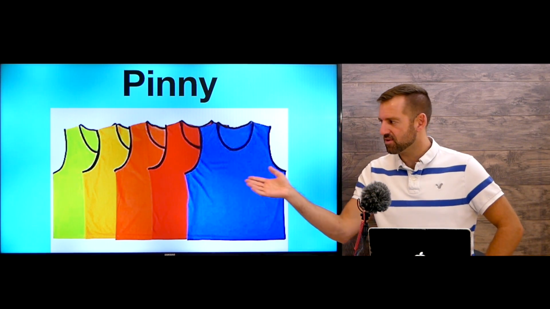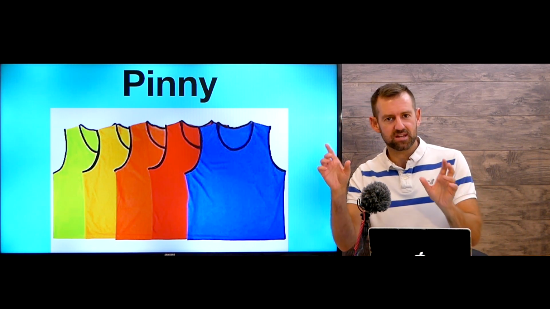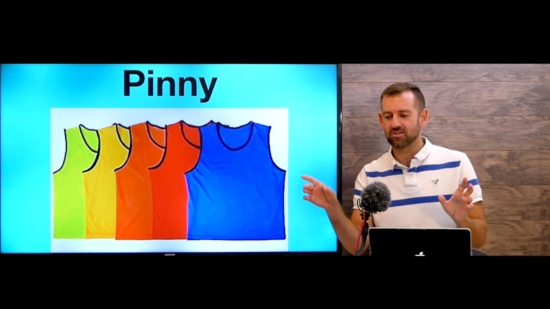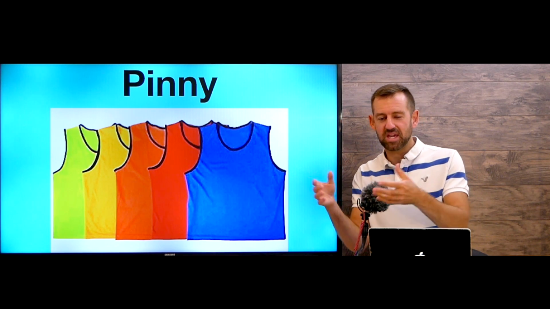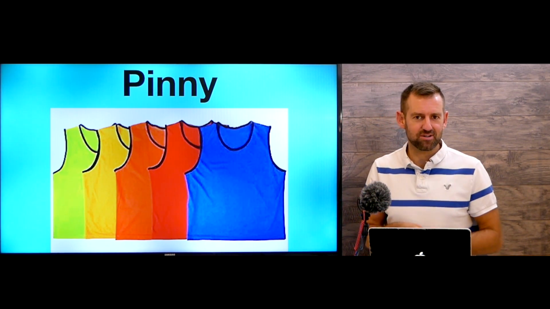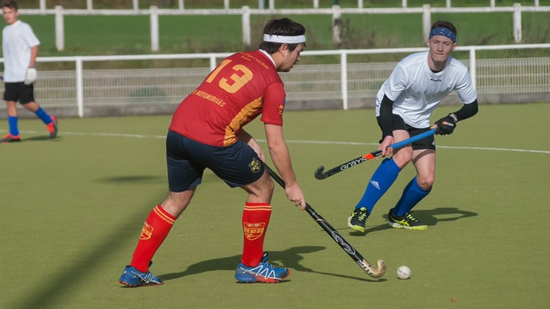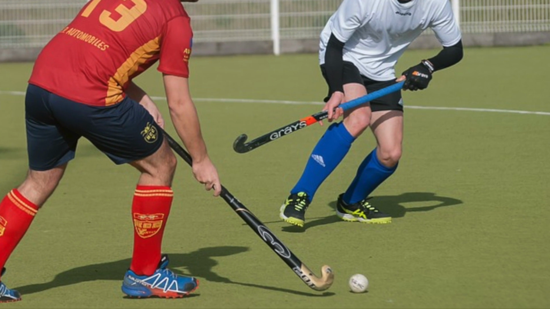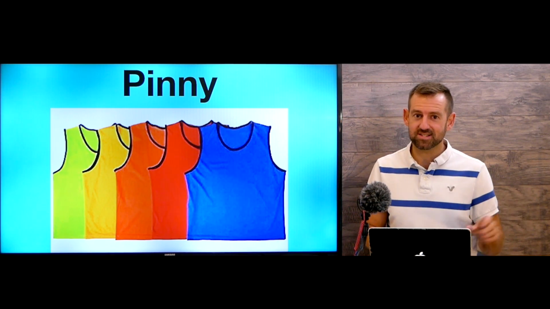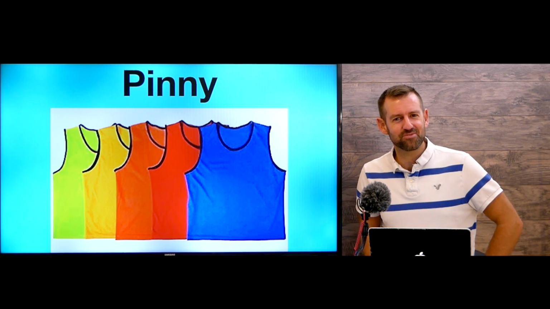Okay, very often schools will buy a full set of pinnies, different colors, and then all the students make their own teams and play against each other, like basketball, soccer, field hockey. Some countries, I don't know if people play field hockey in Canada, but I know countries like Pakistan are really good at field hockey. Have you ever played field hockey before?